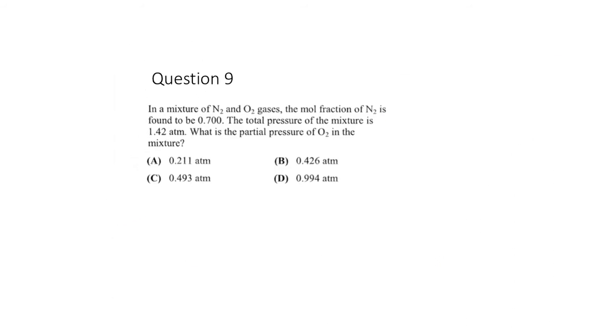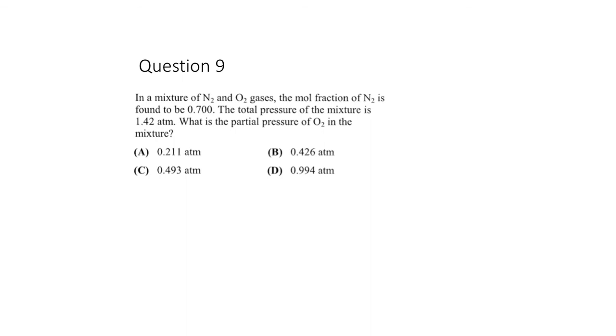Question 9. In a mixture of N2 and O2, the mole fraction of N2 is found to be 0.700. In terms of symbolics, X is our mole fraction, the fraction of the moles in the mixture that is one component. It's a unitless quantity. The total pressure of the mixture is 1.42 atm. What is the partial pressure of oxygen?